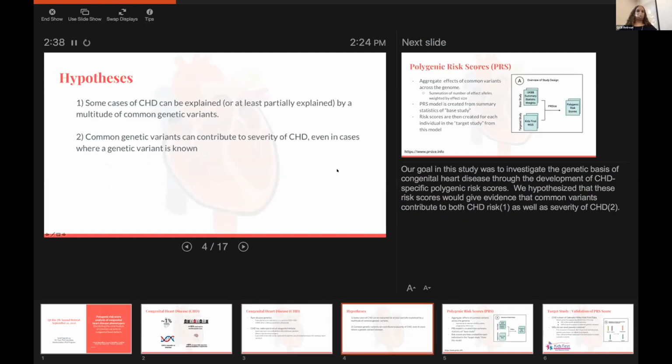Our goal in this study was to investigate the genetic basis of congenital heart disease through the development of CHD-specific polygenic risk scores. We hypothesized that these risk scores would give evidence that common variants contribute to both CHD risk as well as severity of CHD.